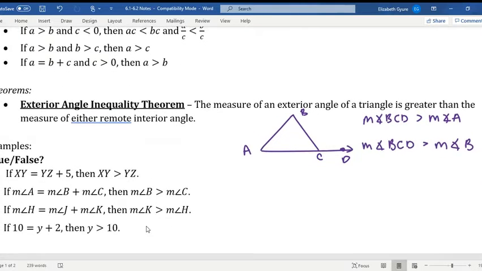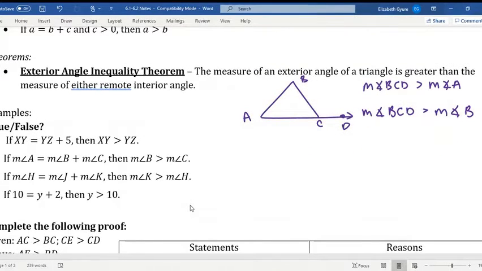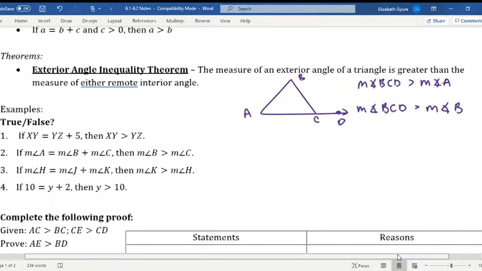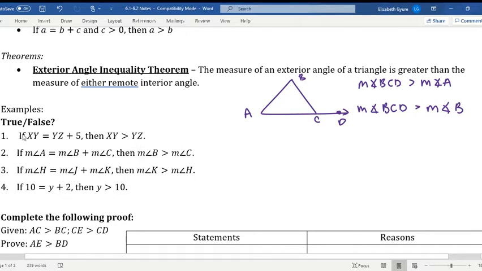So now we're just really going to apply these with a couple true-false questions. Again, these properties are mainly application-based. So if you take a look, we have a few true-falses. This says if the measure of segment XY equals the measure of YZ plus 5, then the measure of XY has to be greater than the measure of YZ. Do we think that would be true or false? If XY equals YZ plus 5, then XY has to be greater than YZ.